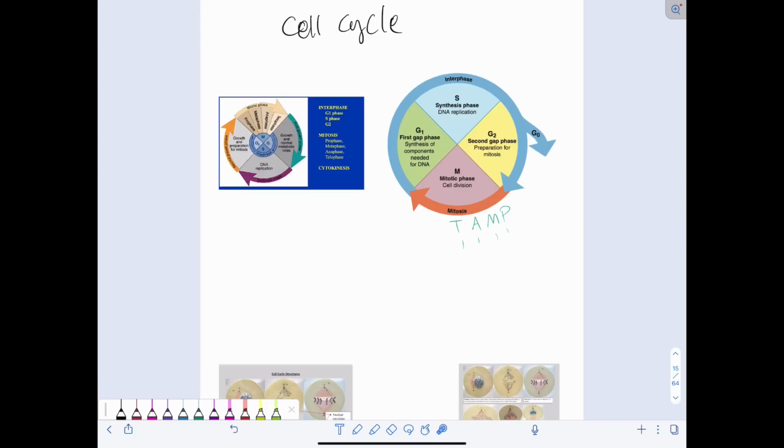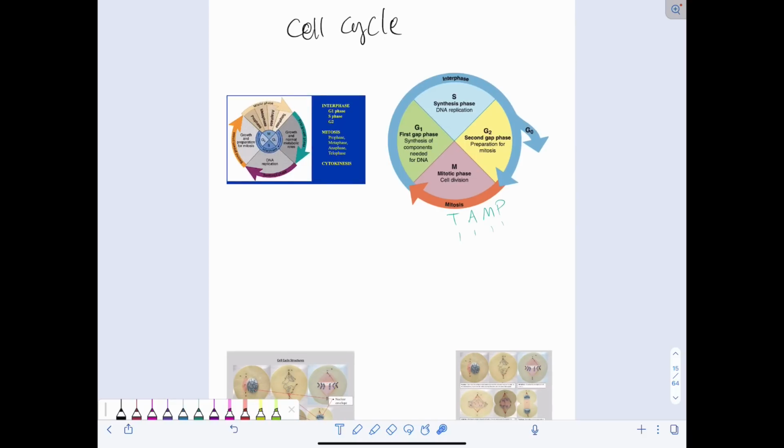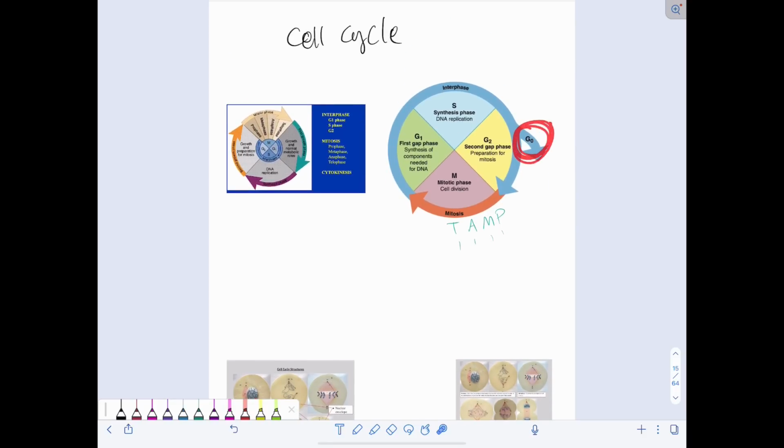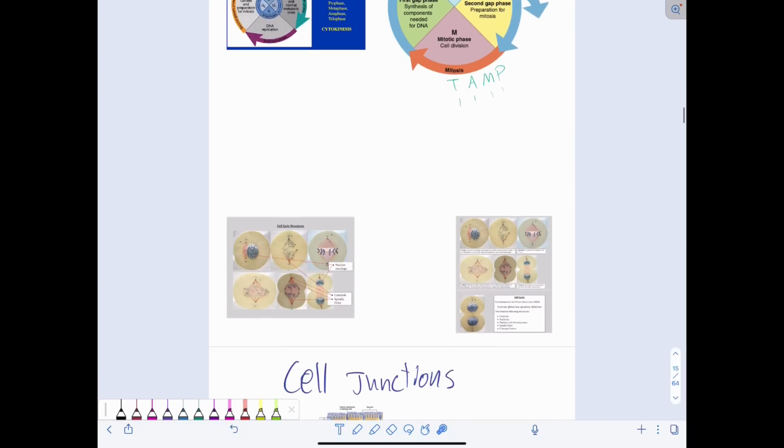This G0, not something you need to understand, but I guess it helps to put things in perspective, right? So if a cell is in this phase right here, the G0, it's not mitotically active. It's just kind of dormant. It's living there, but it's not going to have a daughter. So let's talk about mitosis now.